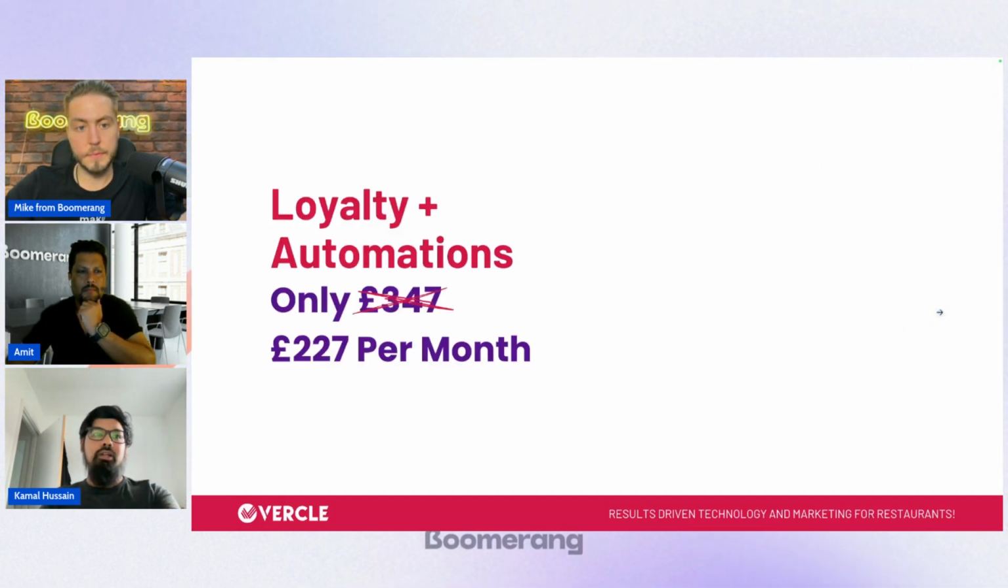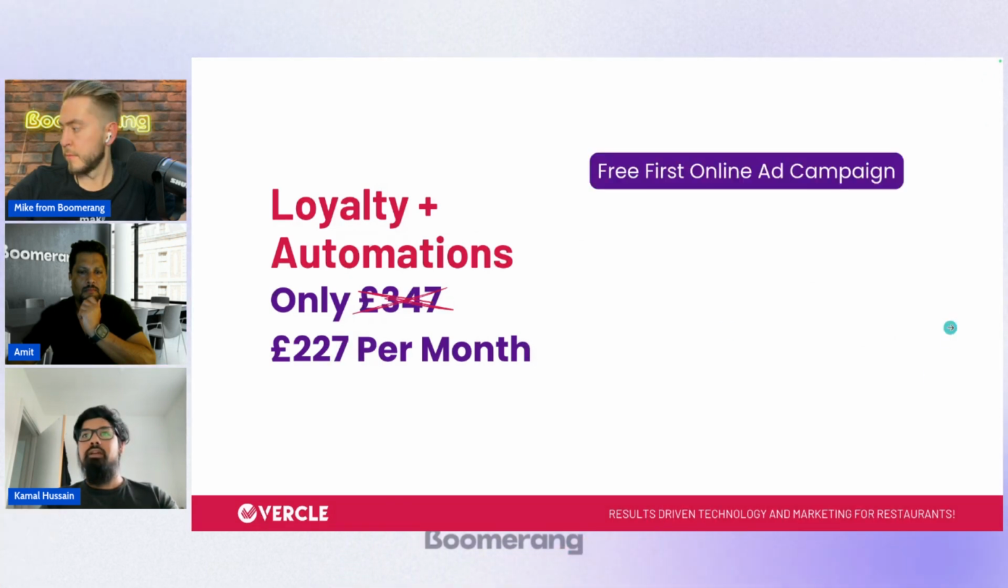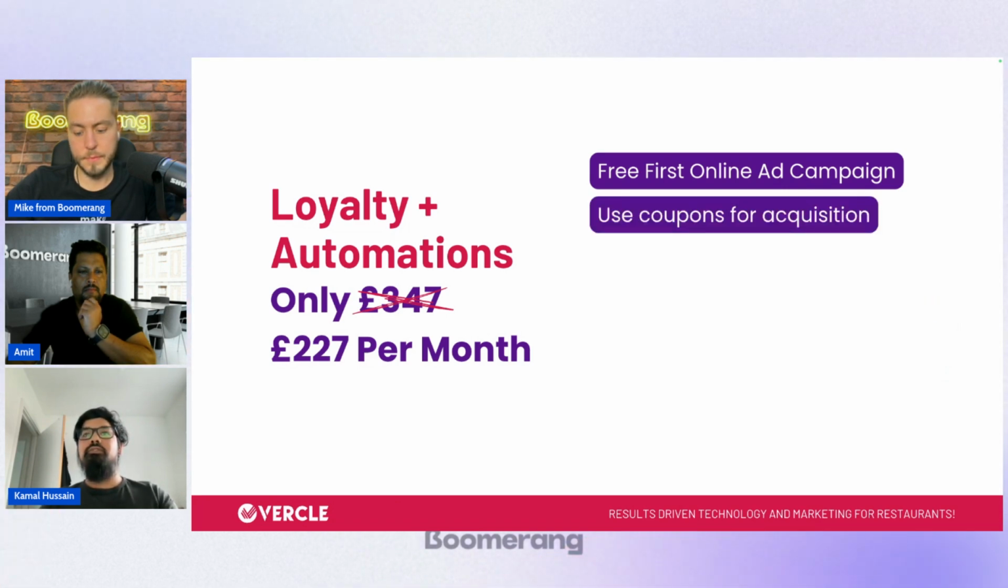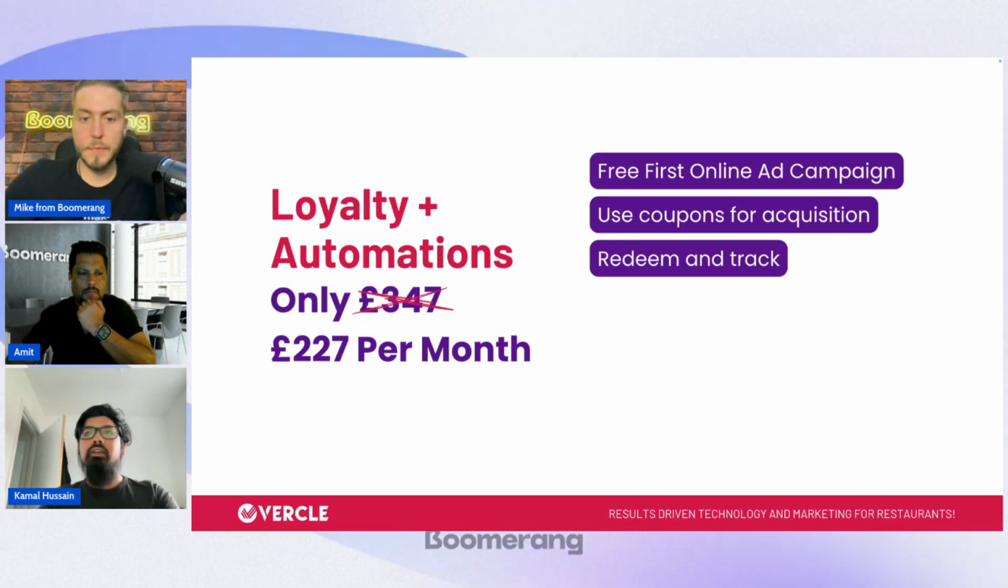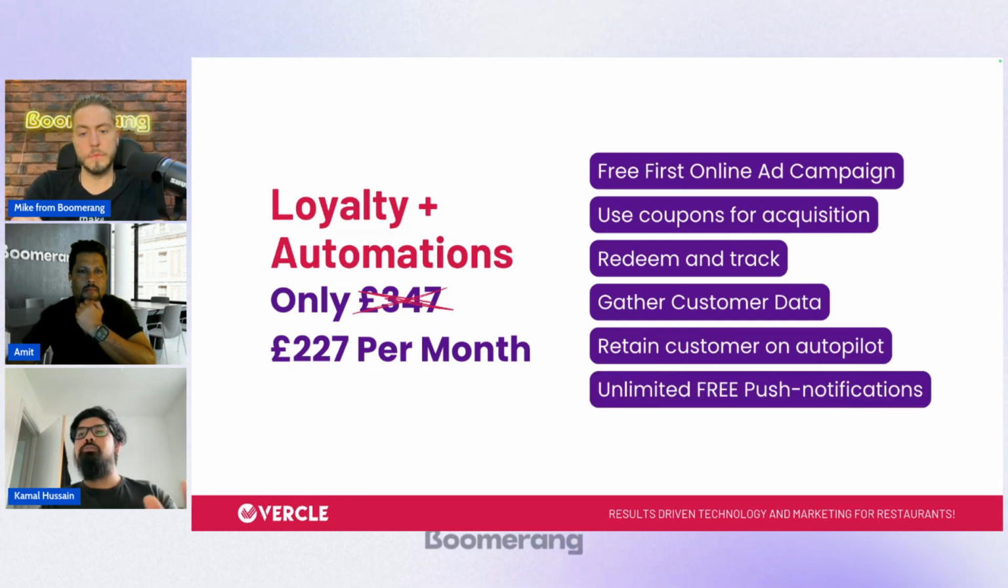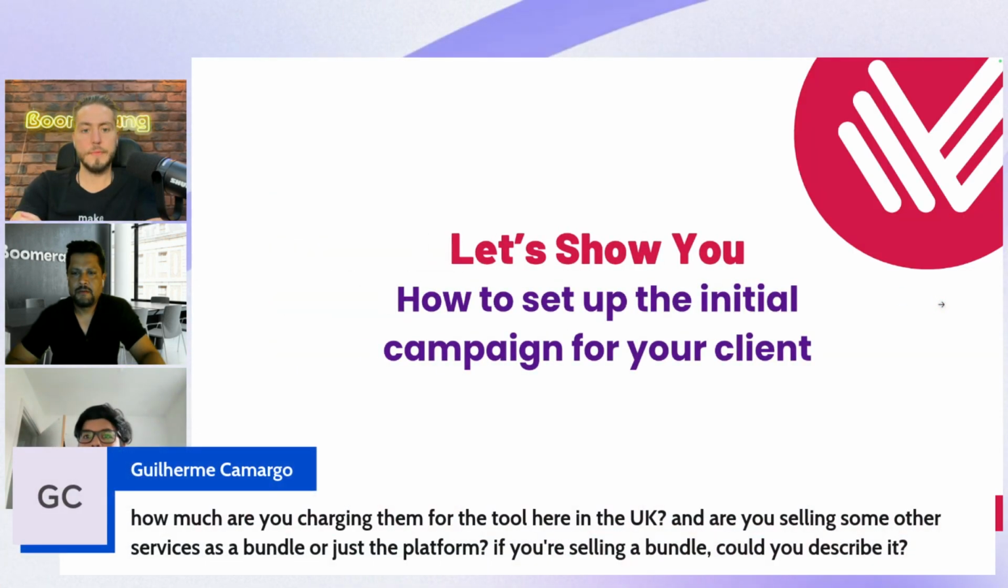As simple as that. So one of the ways we do it, we say, okay, you're going to get loyalty automation, this amount normally we charge, but it's going to be this amount per month. We're going to do the first campaign free of charge for yourself. So we're not going to charge you anything. You can use a coupon card for acquisition. You can redeem and track. You can gather customer data. You can retain customers on autopilot, and you get unlimited free push notifications. So whatever your offer is, you need to offer it to them and close that.